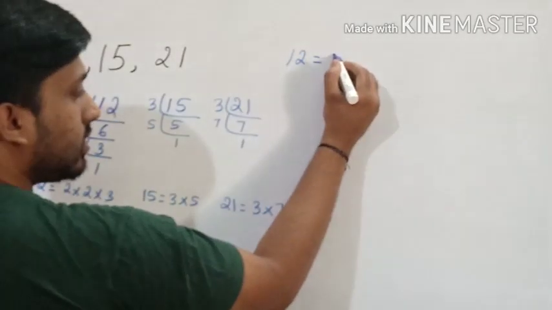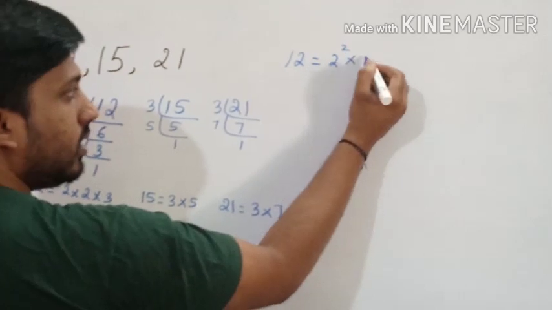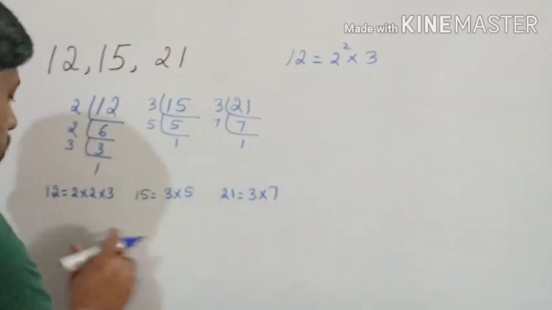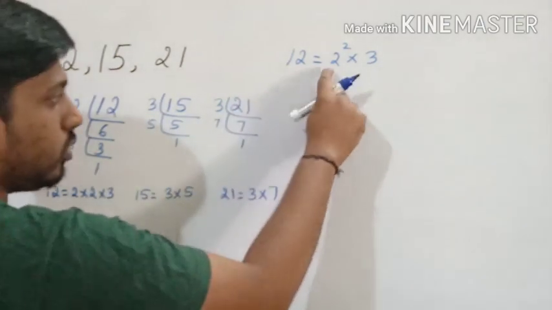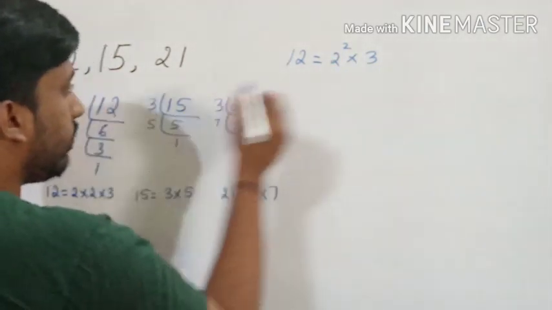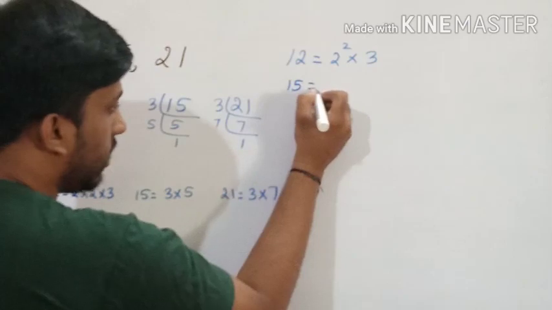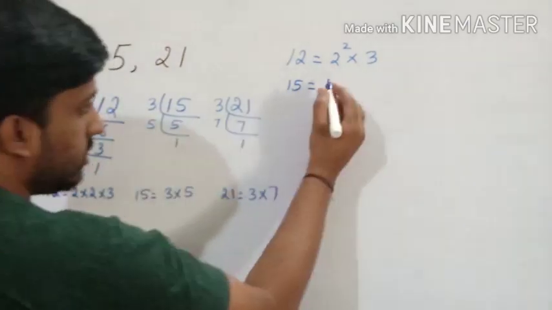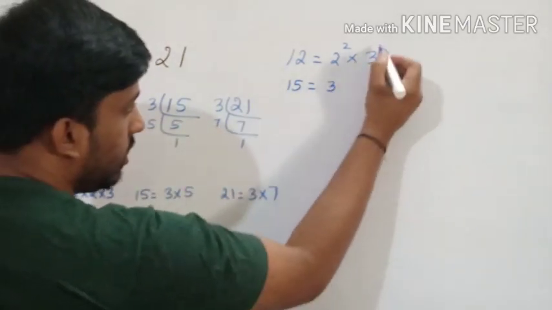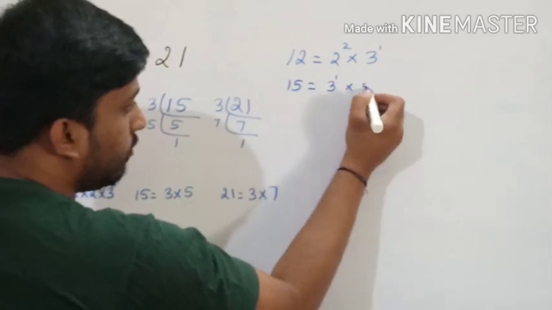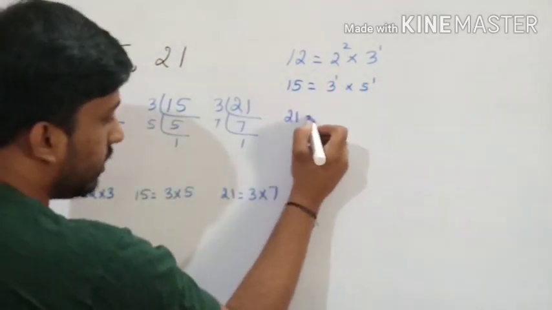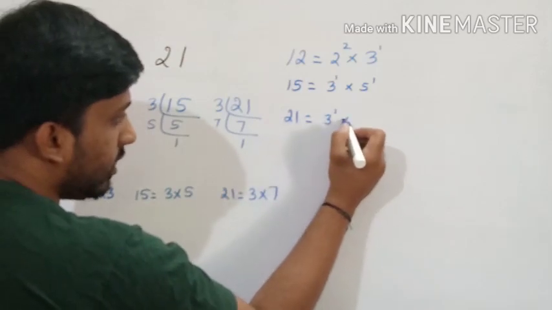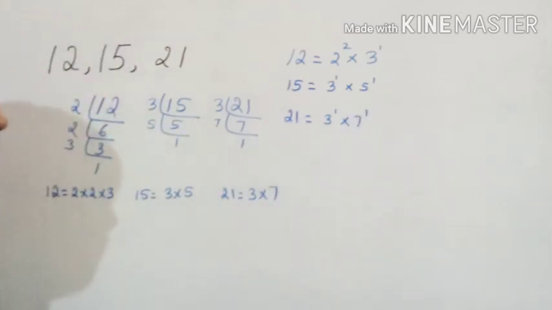So I can write this as 2 square into 3. Now the factors of 12: I have taken 2 times 2 into 3. Again for 15, I am going to take 3 to the power of 1 into 5 to the power of 1. And for 21, I am going to take 3 to the power of 1 into 7 to the power of 1.